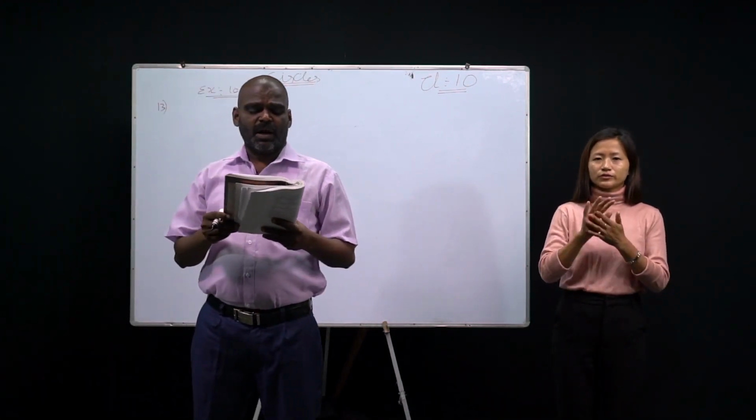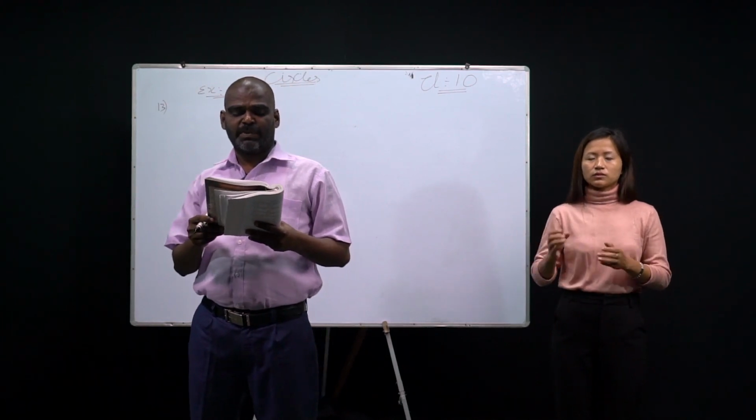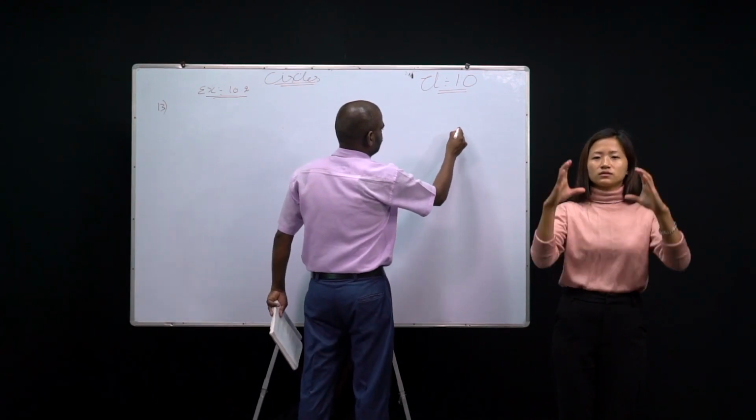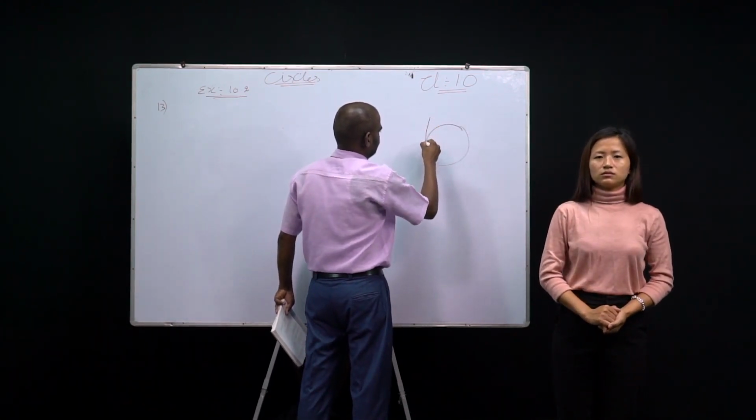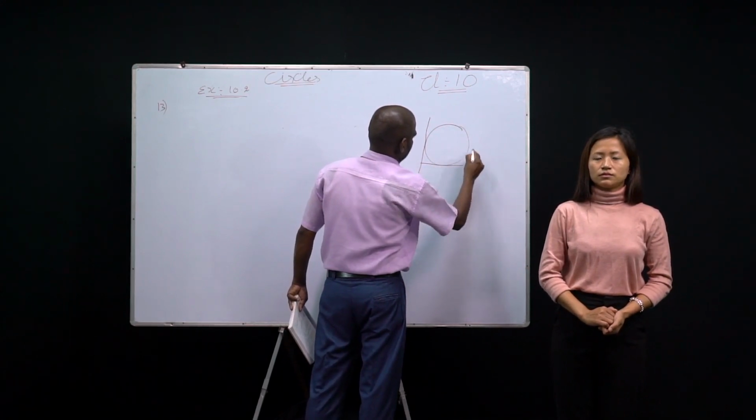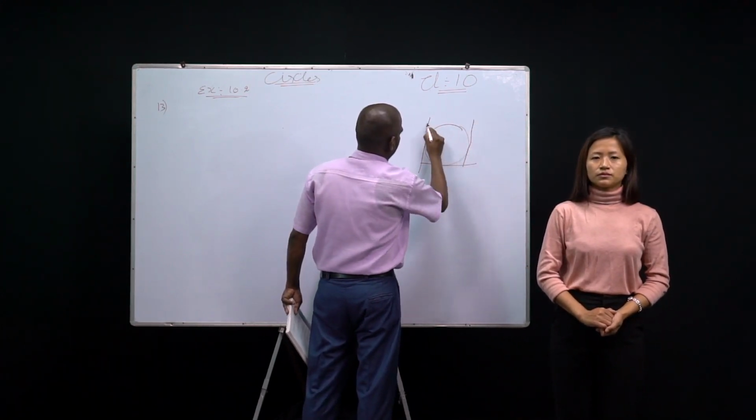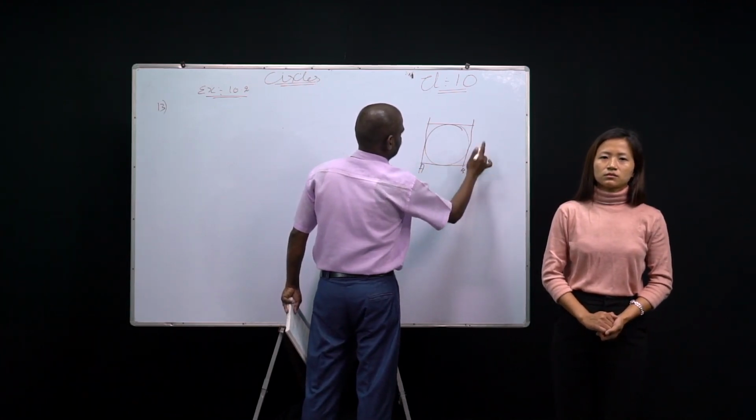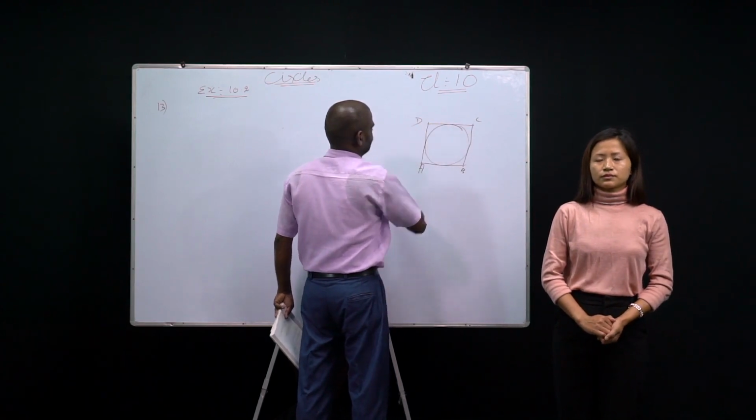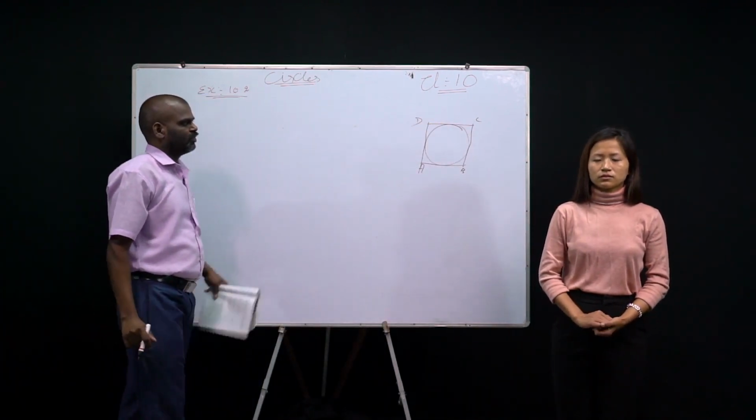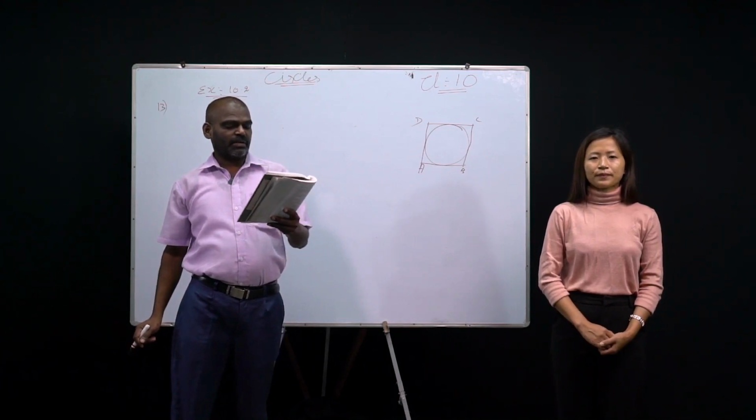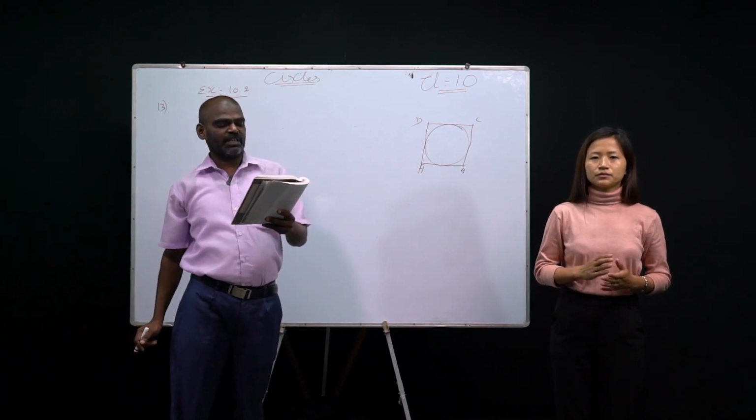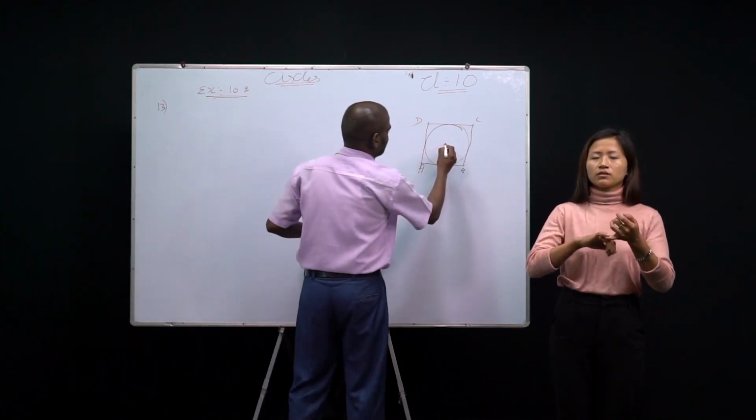Prove that opposite sides of a quadrilateral circumscribing a circle subtend supplementary angles at the center of the circle.